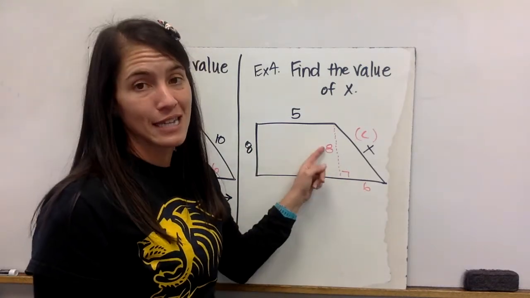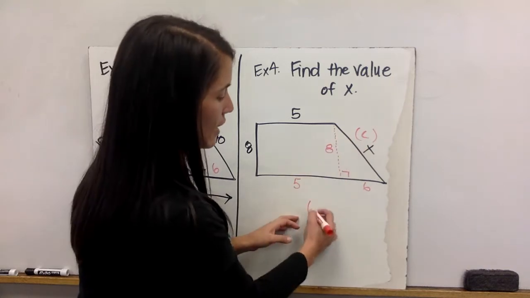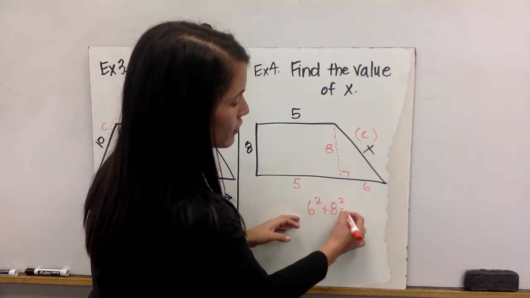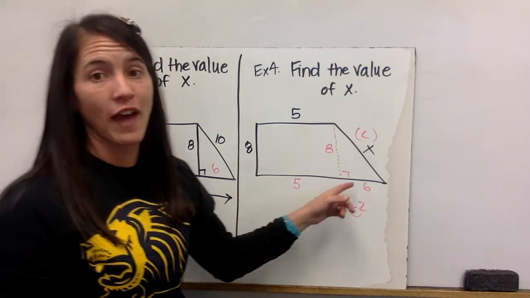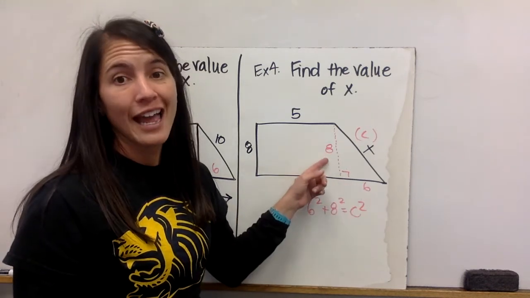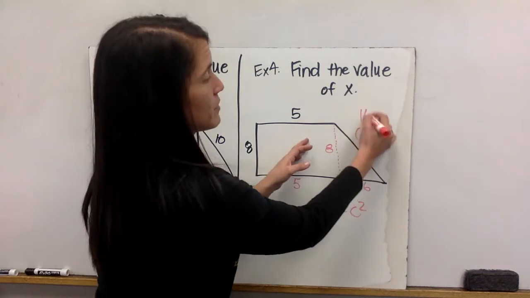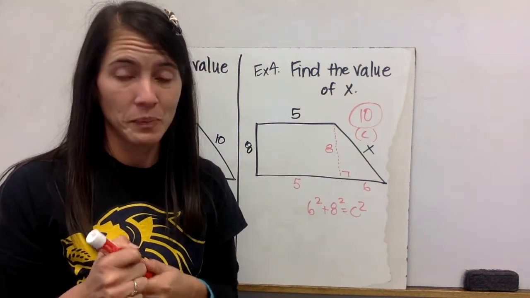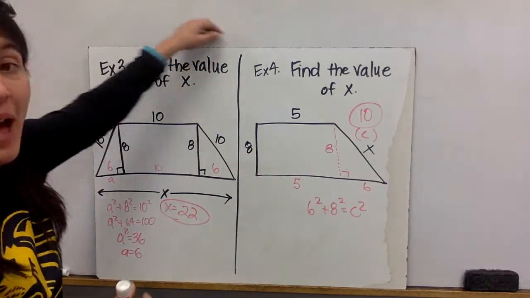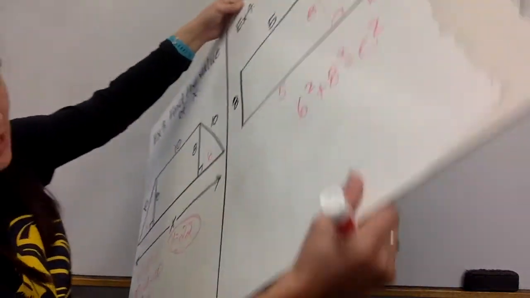This is my C, but I see it's 6, 8, and I know my Pythagorean triple, 3, 4, 5, so if this is 6 and this is 8, then this has to be 10. If you weren't sure, then you would put it into the Pythagorean theorem, but I know that 6 is a multiple of 3, 8 is a multiple of 4, and so this would have to be 10, a multiple of 5, because it's a Pythagorean triple. Okay? So that's how to find the value of x.